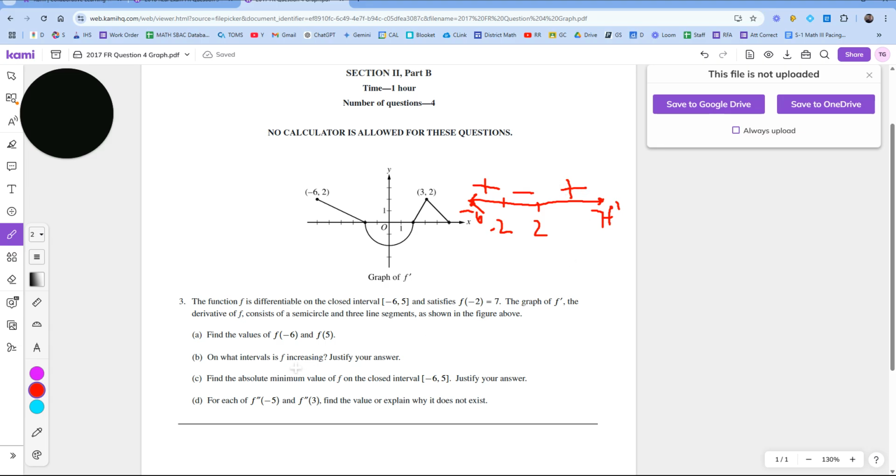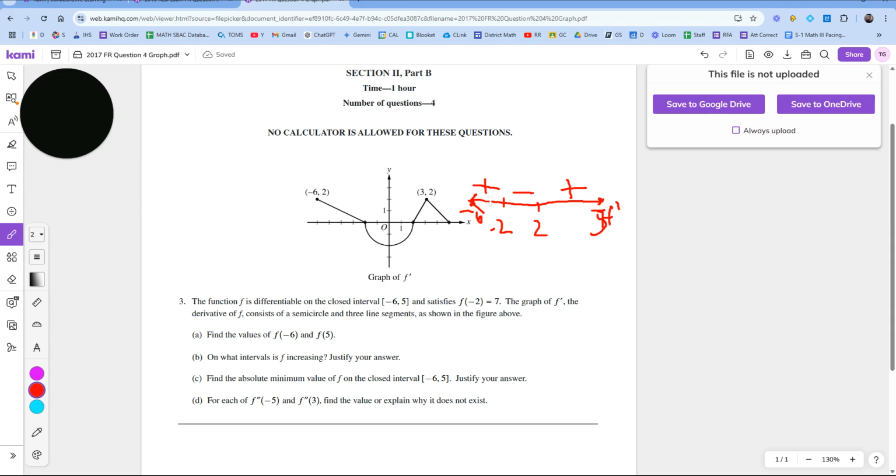So in what interval is the function increasing? And the answer is from -6 to -2, and from 2 to, that's a 5, isn't it? 5, not 7. So it's from 2 to 5 is the end point there.